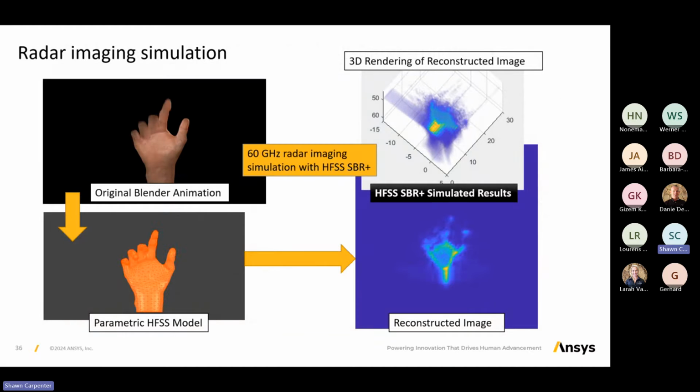You can also apply this to some really creative radar signature models. Here's an example. We have a Blender animation of a human hand. We've put it in front of a 60 gigahertz radar with fairly wide bandwidth, and then the parametric model is up in front of our virtual antenna design, and then you can process the data however you wish and do image reconstruction for things like gesture recognition, and we've worked with vendors who have done that sort of work.